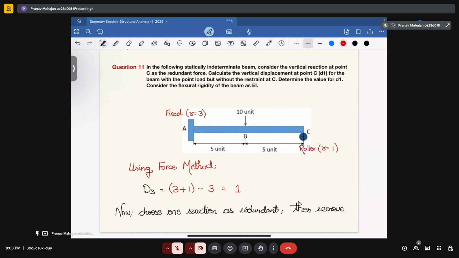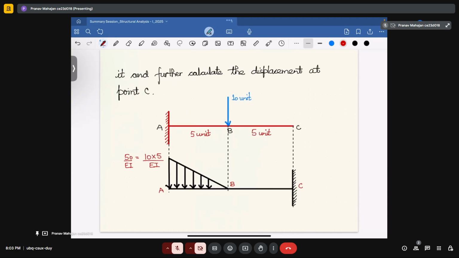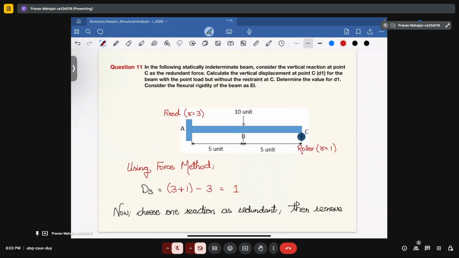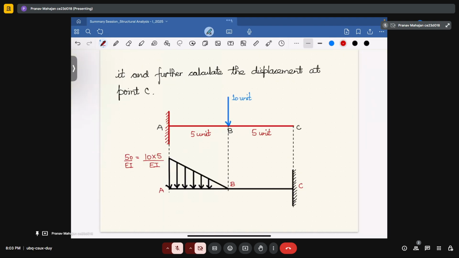Now you have to choose one reaction as redundant and then remove it and calculate the basic displacement under the loading condition. So what we will do, see in this diagram, we have removed the reaction at C, and now we will determine the displacement at point C. So how can we determine the displacement at point C? We have two methods available. Either you can use the moment area method, or you can use another method, which is the conjugate beam method.